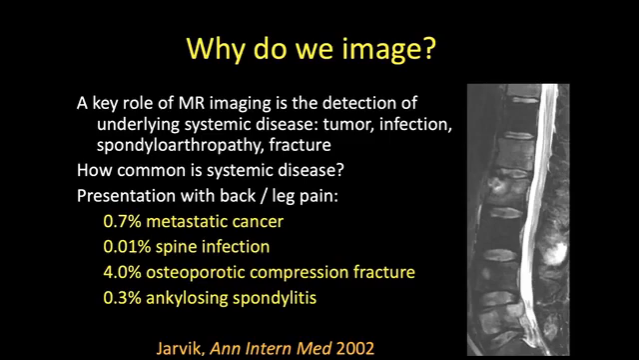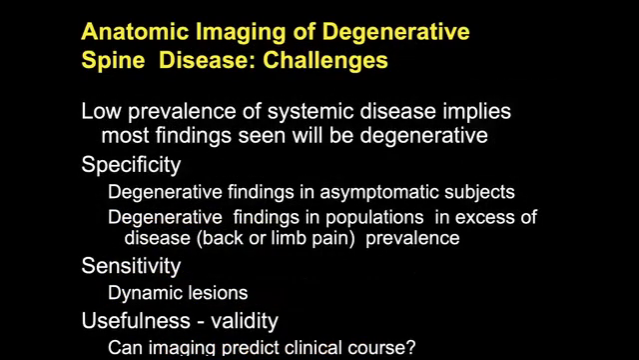So if we're looking at people presenting with back and leg pain, 0.7% will have metastatic neoplasm, 0.01% will have an infection, about 4 or 5% will have a fracture, like a compression fracture, often related to osteoporosis, but sometimes related to neoplasm, or an inflammatory spondyloarthropathy in a fraction of a percentage. So this low prevalence of so-called, or quote-unquote, systemic disease or sinister conditions implies that most of the findings we're going to see on routine spine imaging done for pain will be degenerative in nature.